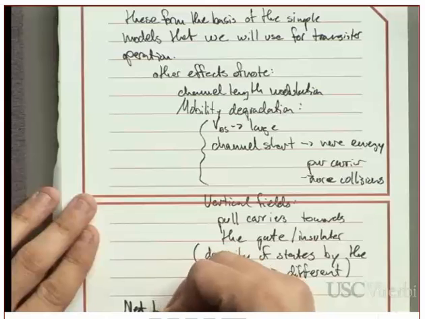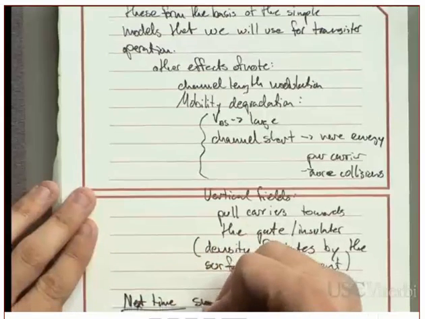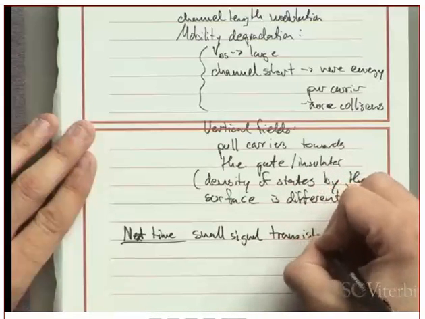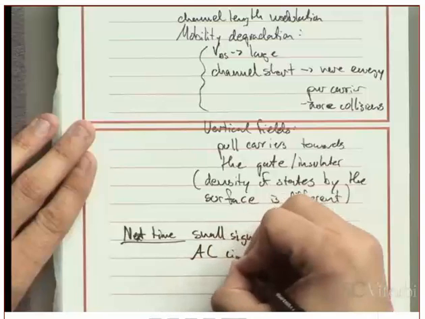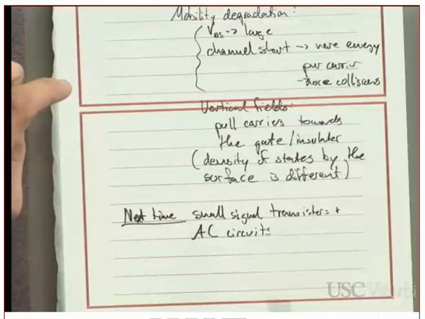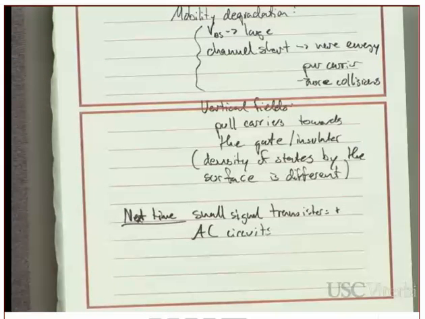So next time: small signal transistors and AC circuits. Probably in the opposite order, but basically the small signal model comes from the DC model of the transistor plus some other stuff. I'll show you all that next time, and we'll talk about a simple transistor circuit, which happens to be, what is this thing called? I think that's a common source circuit. So I'll talk about that next time.